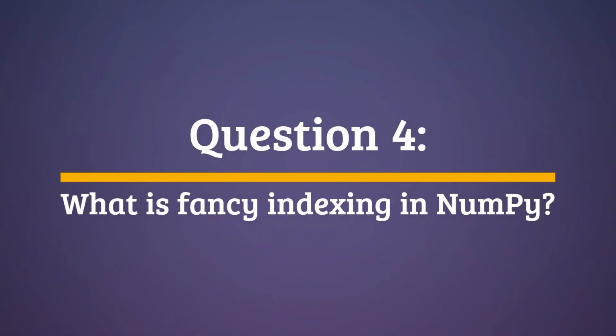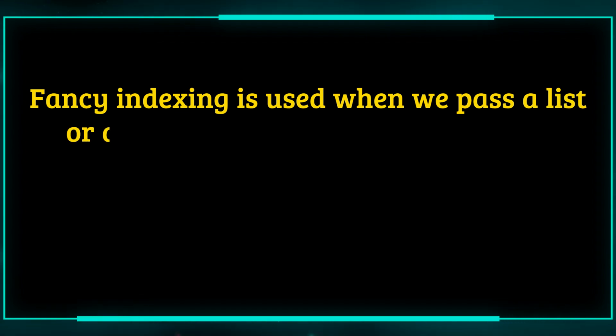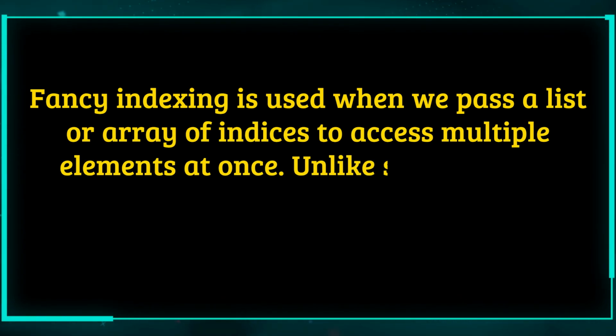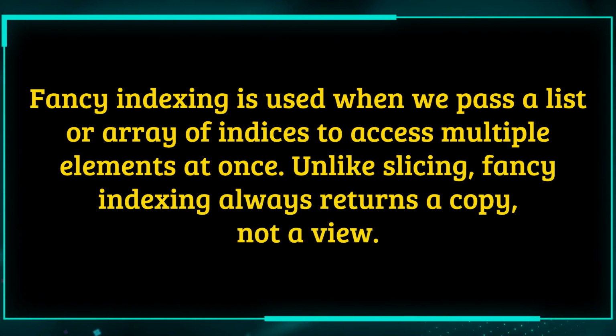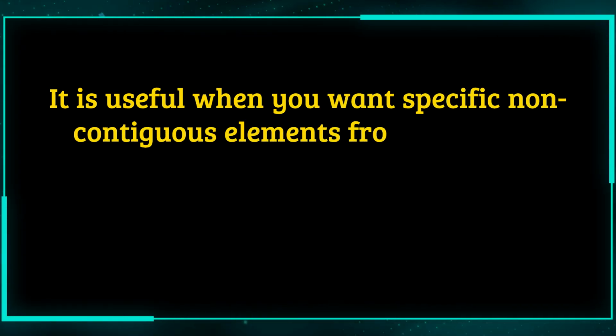Question 4. What is fancy indexing in NumPy? Answer. Fancy indexing is used when we pass a list or array of indices to access multiple elements at once. Unlike slicing, fancy indexing always returns a copy, not a view. It is useful when you want specific non-contiguous elements from an array.